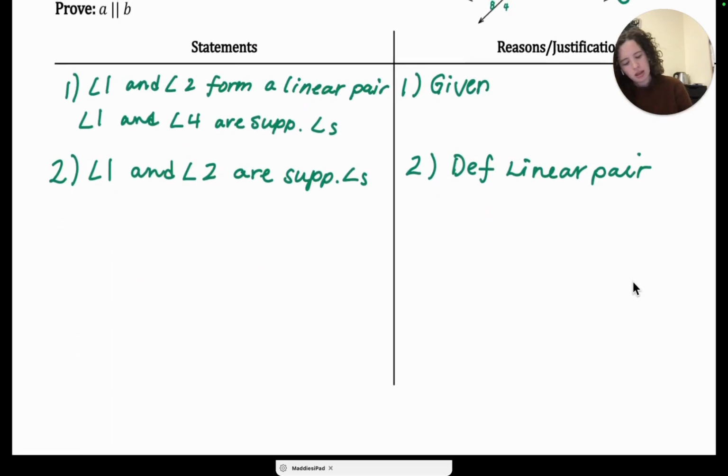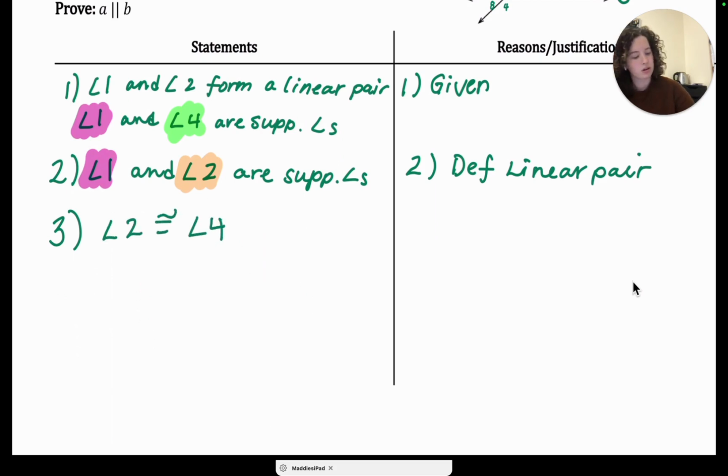So I switched some stuff around there. One second. I was saying angle 1 and angle 4 are supplementary angles. Actually, I wanted to do that in a different color. Angle 1 and angle 4 are supplementary angles. Angle 1 and angle 2 are supplementary angles. So we can say that angle 2 is congruent to angle 4 because of theorem 2.2, which was the congruent supplements theorem back from chapter 2.